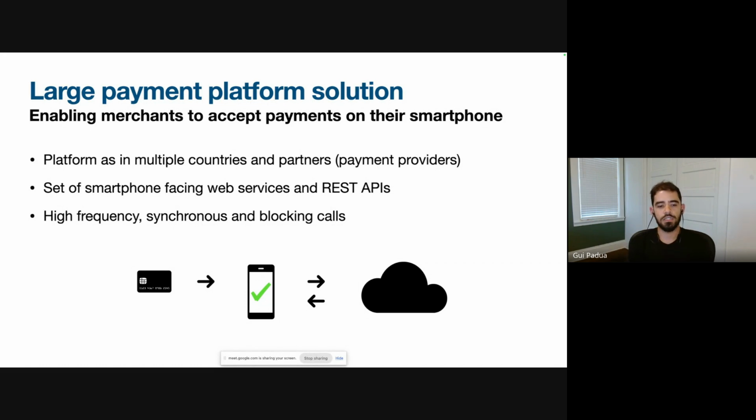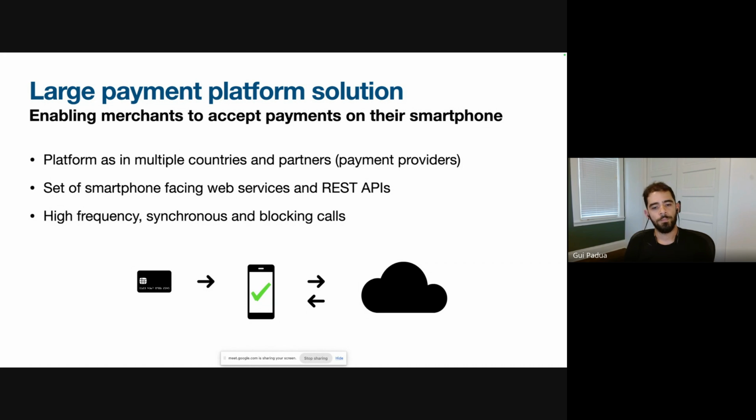There's a little diagram here. Basically you can tap your credit card on the smartphone and it would talk with the cloud servers, and the space that I'll be focusing on is the server side. This is a set of smartphone-facing web services and REST APIs, sitting on the servers, receiving the calls from all of these devices that want to do the payment transactions. So it's a very high frequency flow. It is synchronous, so you need to give the response immediately back to the device to be able to continue.